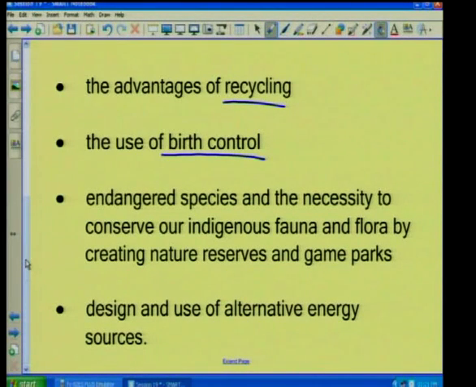Endangered species and the necessity to conserve our indigenous fauna and flora, and we need to design and use alternative energy sources. Okay, all of these things you have done through your school career in grade 8, 9, 10, and 11. You've gone through the advantages of recycling to prevent pollution, to find other sources of energy so that we don't use all our fossil fuels too quickly. You've done all of this. Just make sure that you understand it forms part of this process as well.